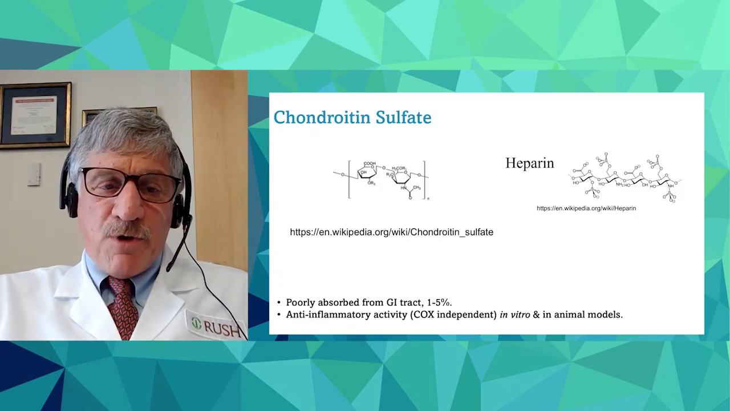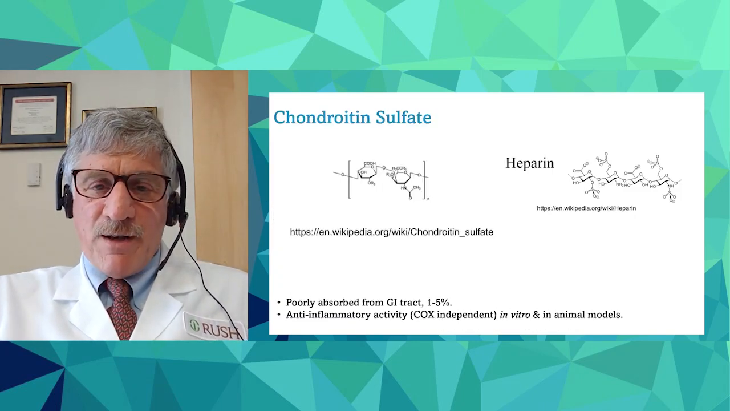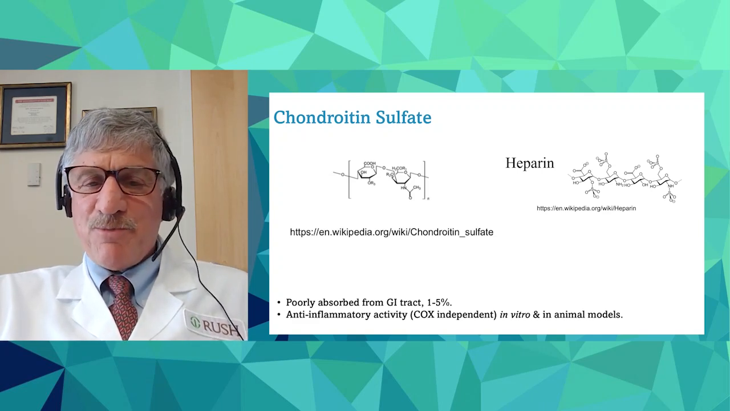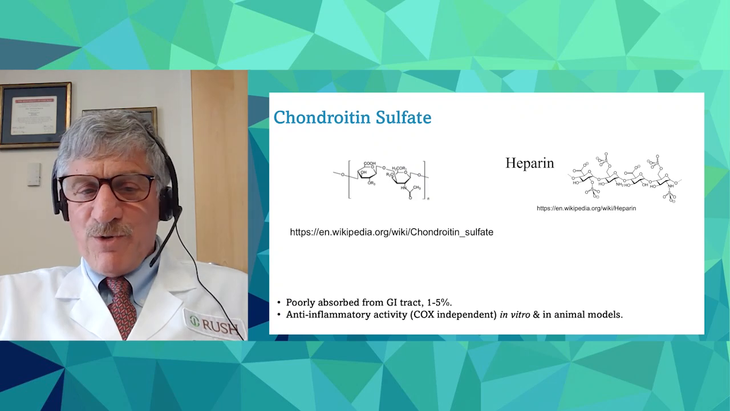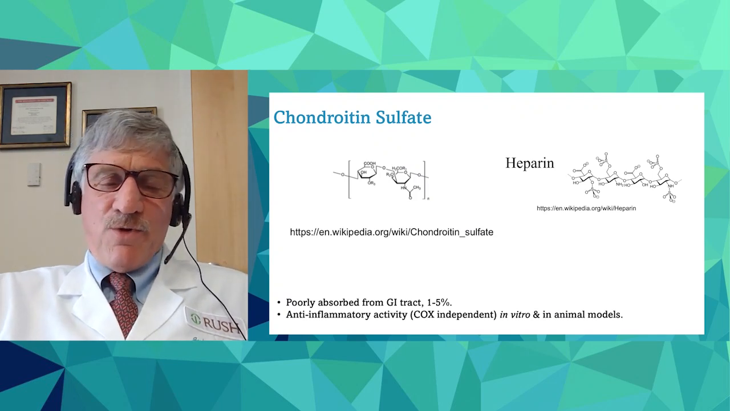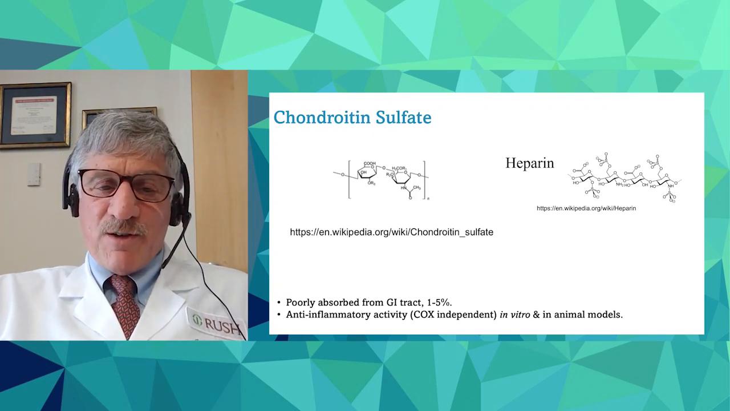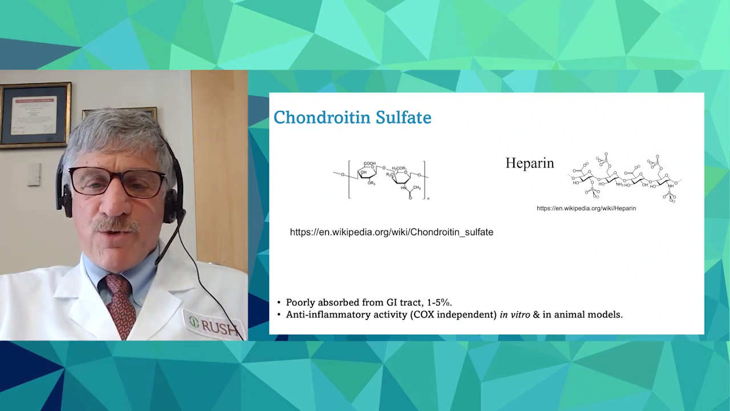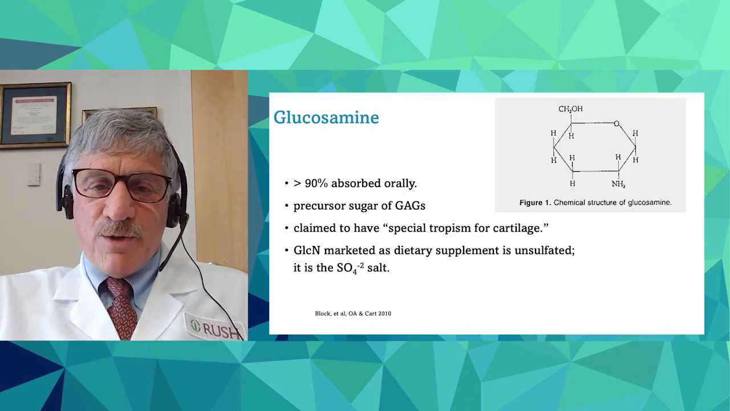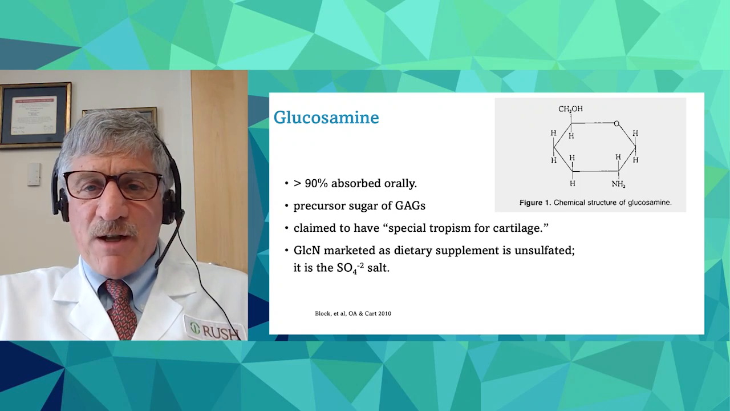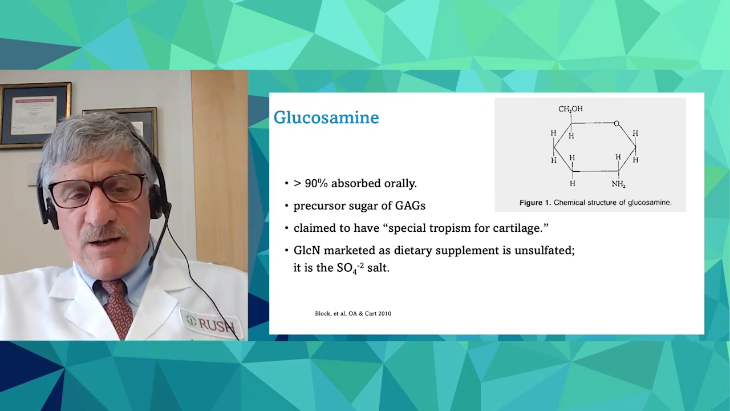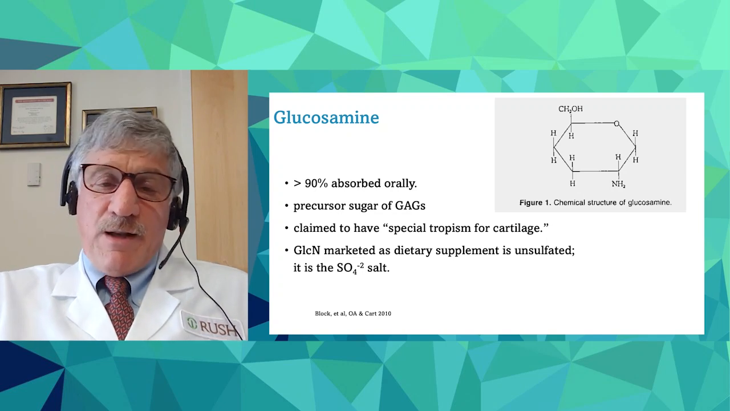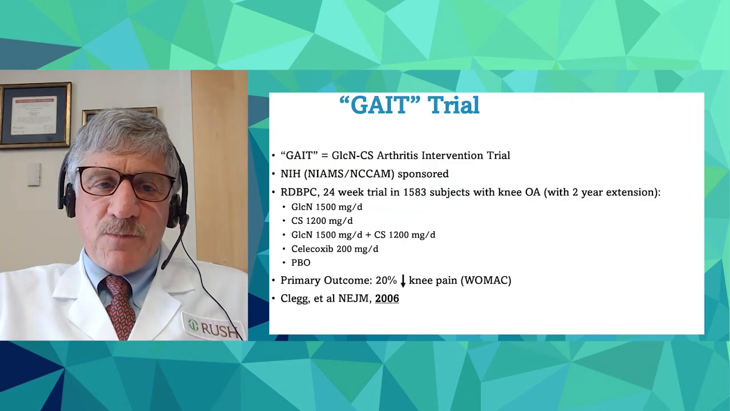Remember that chondroitin is a highly sulfated glycosaminoglycan. It is structurally essentially identical to heparin. And like heparin, which we don't use orally, chondroitin is only absorbed, about 1 to 5% of it is absorbed from the GI tract. And yet, it's used as an oral agent. On the other hand, glucosamine is a simple monosaccharide. It is completely absorbed, and it is a precursor sugar of the glycosaminoglycans, and it is also widely popular.